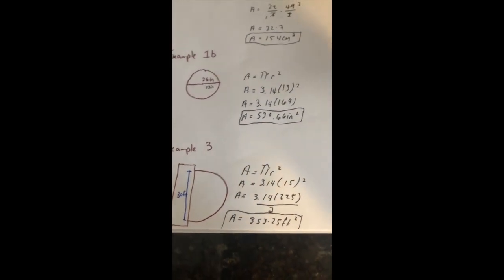All right. At this time, I want you to try the on your own questions on page 334 and 335, the on your own 1 through 6. Go ahead and try those out. For number 1, you should get an answer of about 113.04 feet squared. For number 2, you should get 616 meters squared.